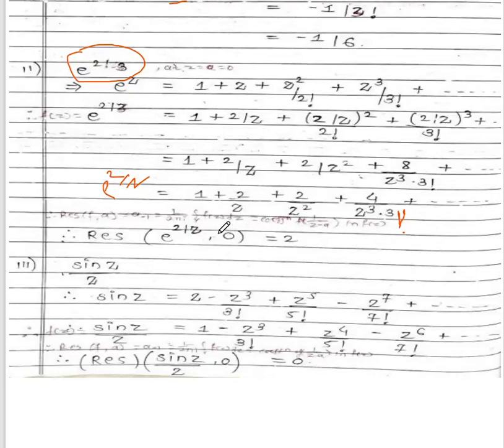That is 1 upon 2. The coefficient of 1 upon z minus a, that is z minus 0, that is 1 upon z, is 2. So therefore the residue of f of z, that is e to the power 2 upon z, at a point a equal to 0. So 1 upon z minus a, where a is 0. So therefore the coefficient of 1 upon z is 2. So therefore the residue of e to the power 2 by z at point 0 is 2.